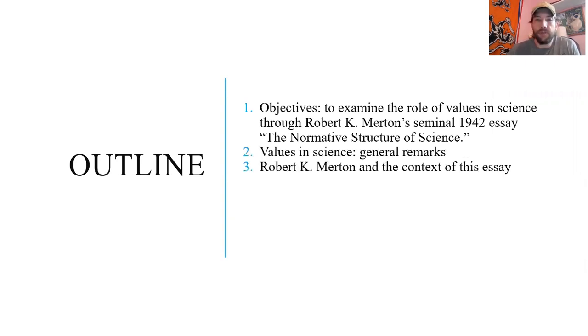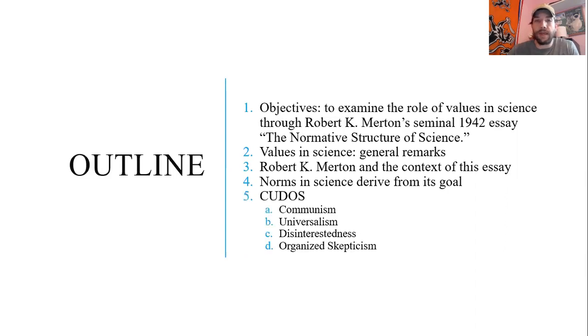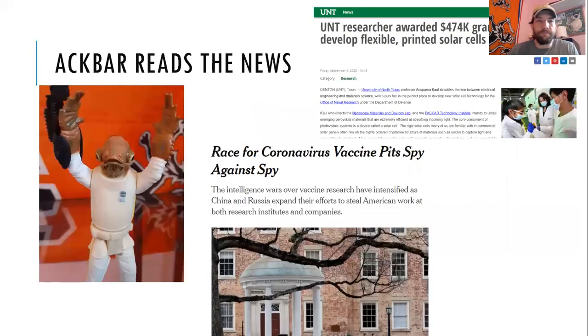I'll first have some general remarks, then we'll go through the context of that essay very briefly. We'll walk through its most important points, especially the fact that norms in science derive from its goal. I want to make sure you get that. And then he's got these 4 norms or rules of science that are about these values built into it. So that's what I want to do.